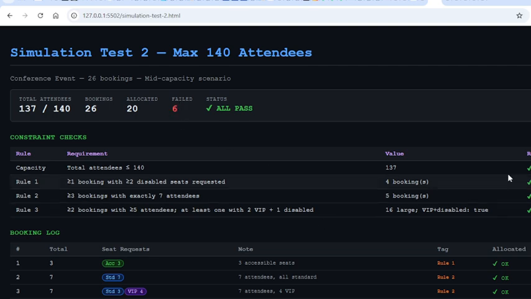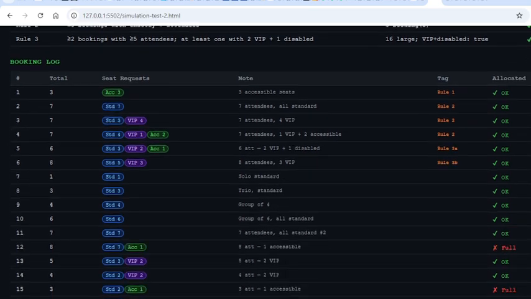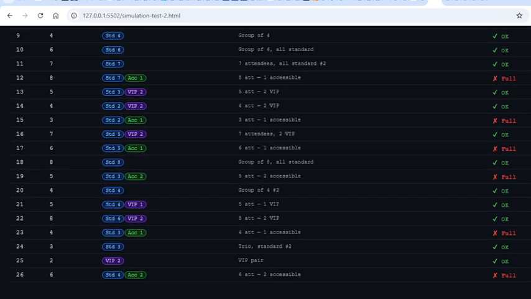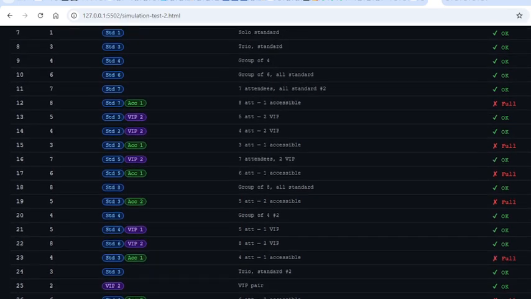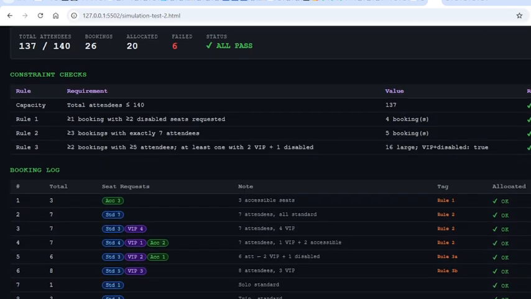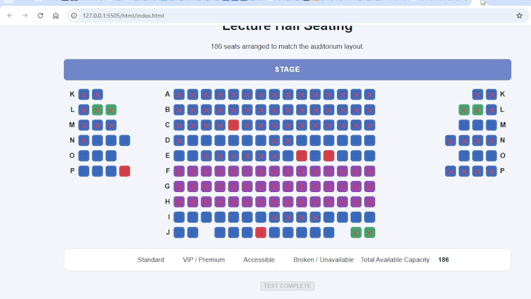and 20 were unallocated, again either because there was not enough space to accommodate the group, or it just didn't work out. And last but not least, this is how it looked if 186 people were trying to book all the available 186 spaces in the auditorium. So this is how it would look.